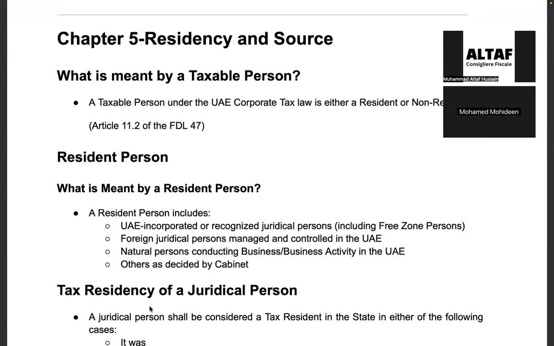First category, resident person. Now, please see that the word resident is also capital, and person is also capital in the decree law. So anyways, a resident person includes UAE incorporated or recognized juridical person, meaning legal person, including the free zone person. Now there is a catch here. When they use the word including free zone person, do you know what is the catch in this expression?